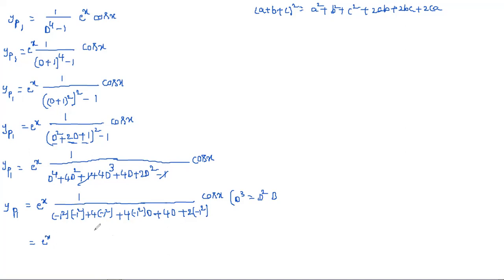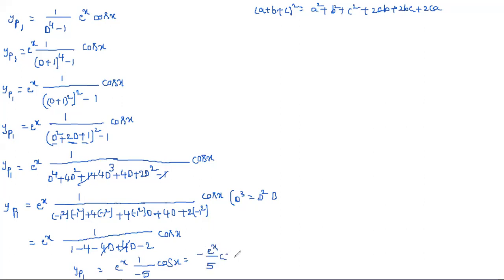So this is equal to e power x into 1 by, the remaining minus 1 is nothing but plus 1, and this is nothing but minus 4, and this is minus 4D plus 4D and minus 2 into cos x. Here minus 4D plus 4D, both will cancel. What about the remaining? yp1 is equal to e power x into 1 by minus 3 minus 2, minus 5 cos x. So finally what we got is minus e power x by 5 cos x. This is yp1.